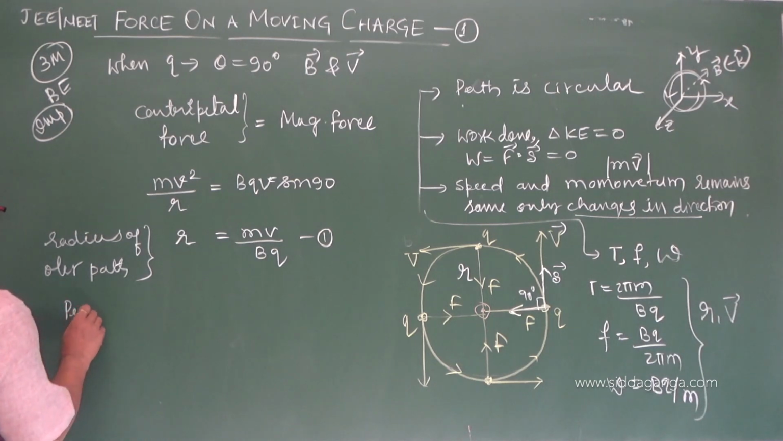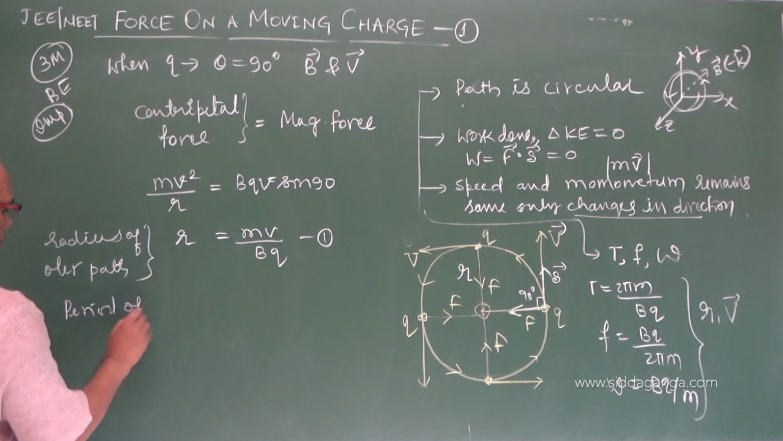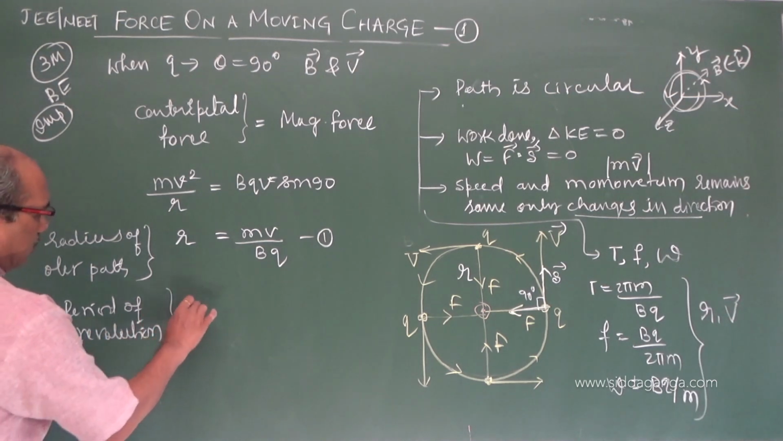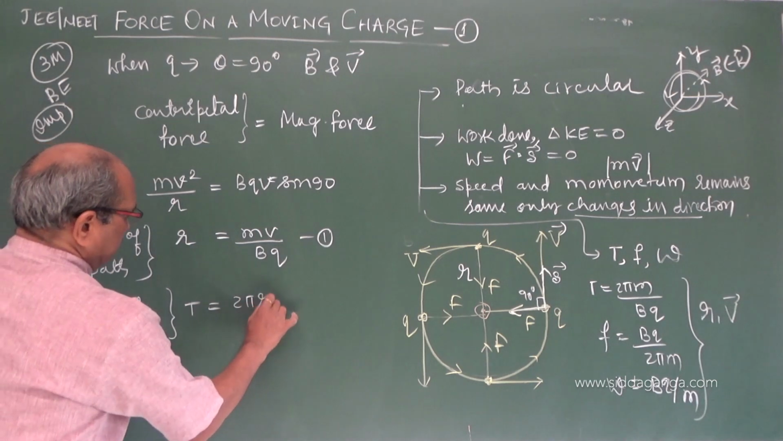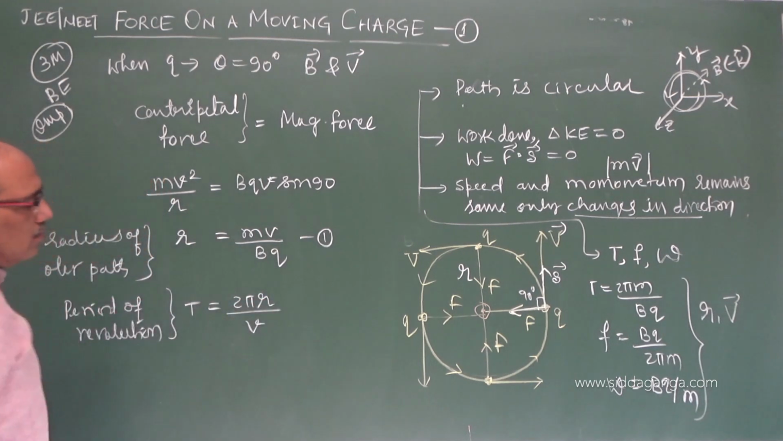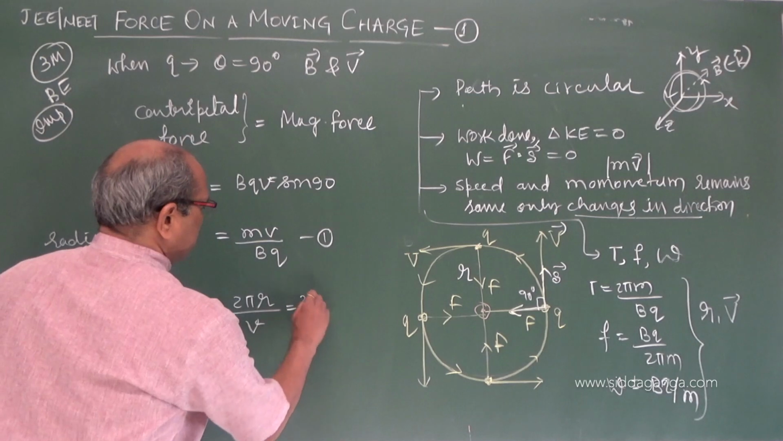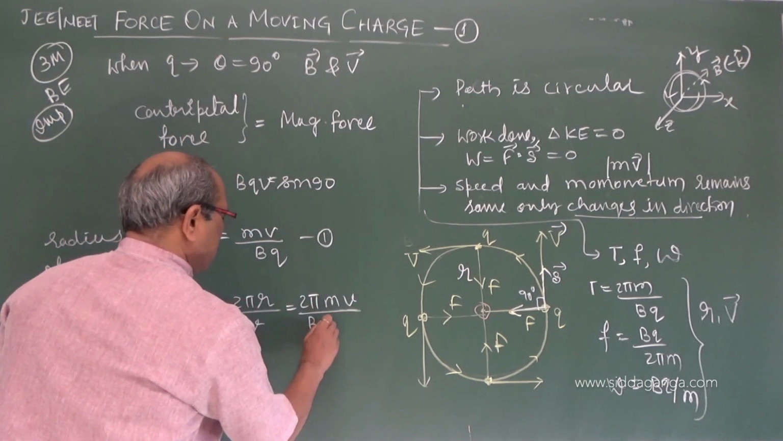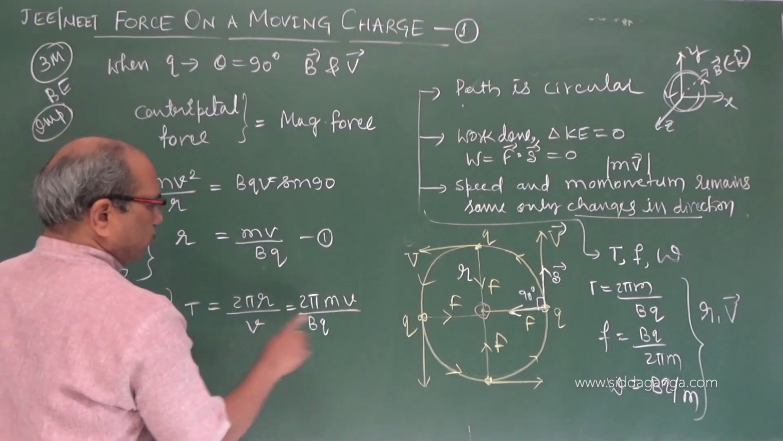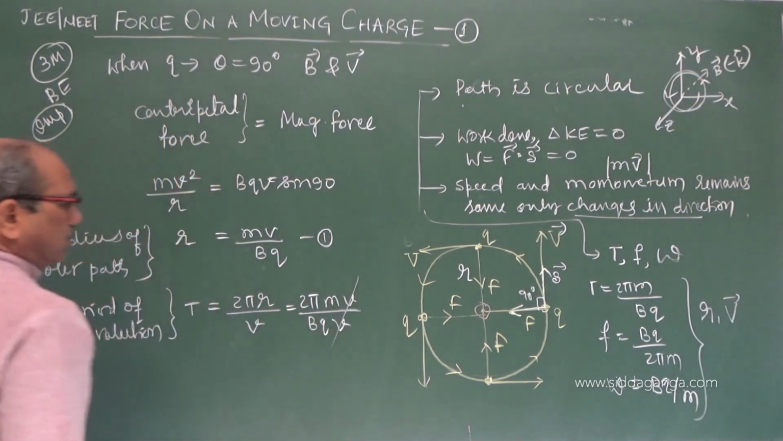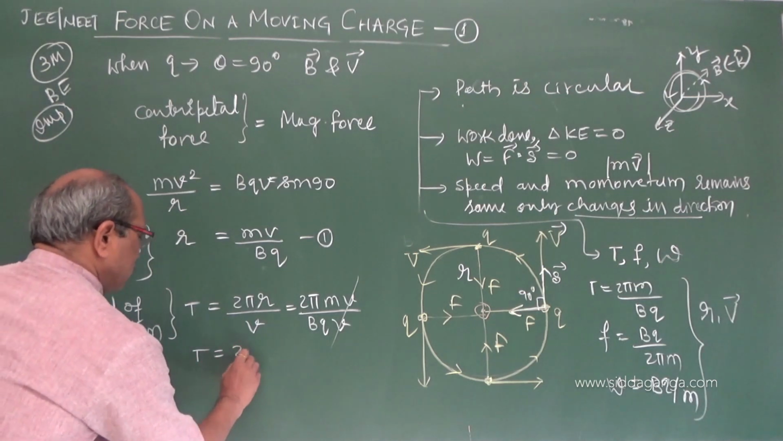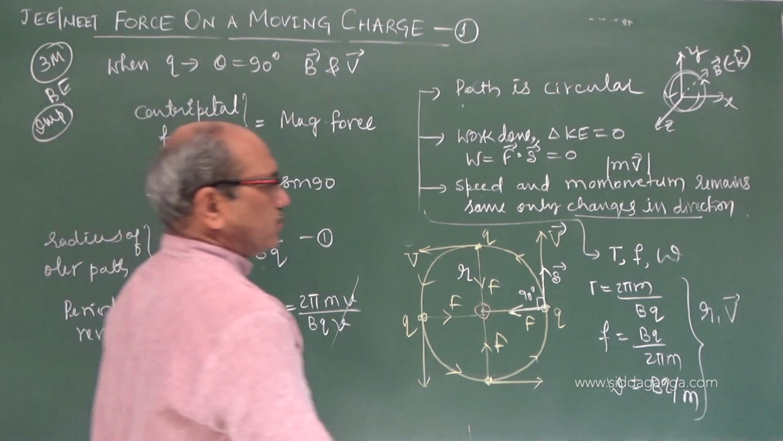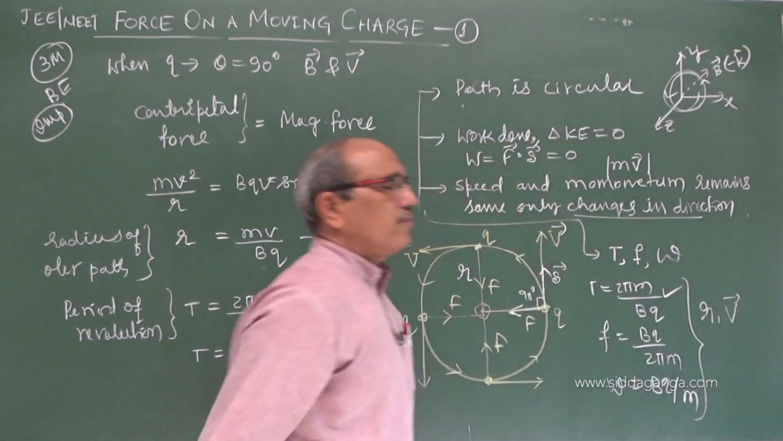Period of revolution. The period of revolution of the charge, T, can be written as 2 pi r by v. What is r? We can substitute from this: mv upon Bq into v. The v cancels, and for the period we get the equation 2 pi m upon Bq. This is what we have written here.